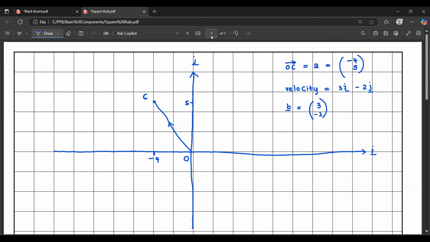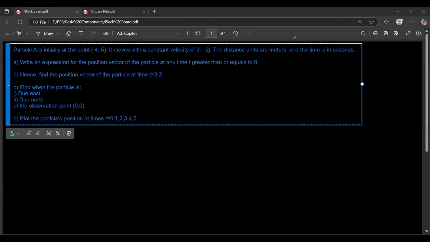So what's the vector equation? The vector equation must look something like this: r equals a plus, instead of lambda, we'll use t because this is kinematics. t represents the time. And we have (3, -2), which is p in this case, so t times p. That's it, this is the question given. Shall we do that question then? Let's start.